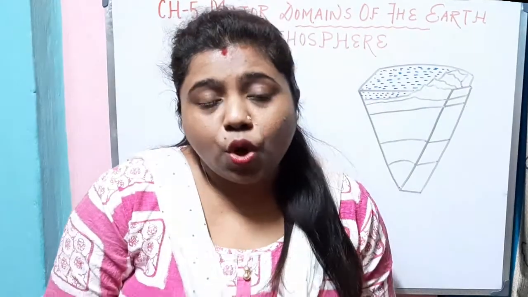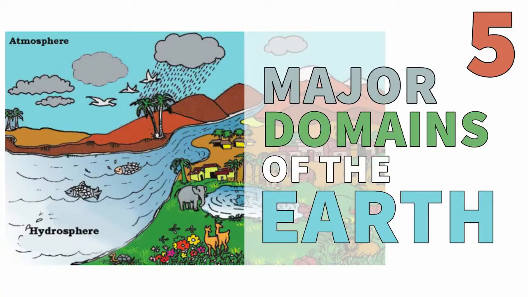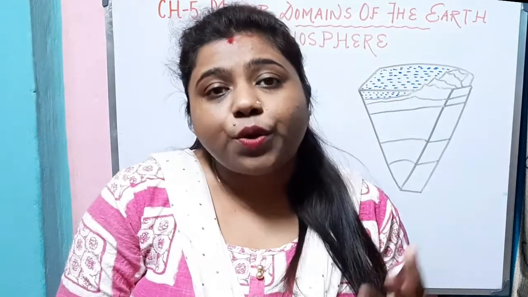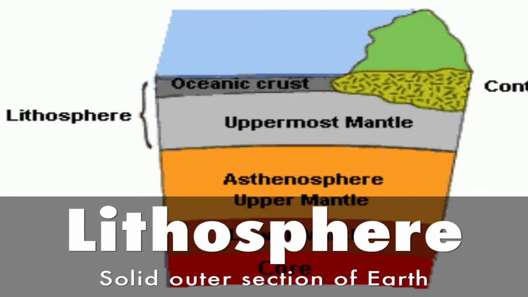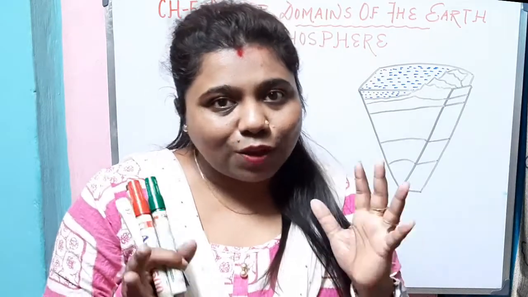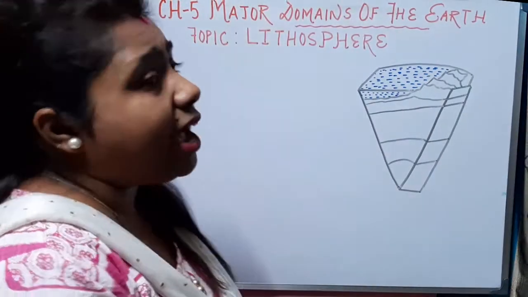Today we will continue with the chapter of class 6, that is chapter 5, major domains of the earth. In the earlier video we have discussed the 4 major domains. We came to know what we mean by a domain, the importance of earth, and about the major domains of the earth and how they are important. Today in this video we will know about one of the major domains of the earth, that is lithosphere, and also we will know about the 7 continents in detail. So let's get started. Now what do you mean by lithosphere?